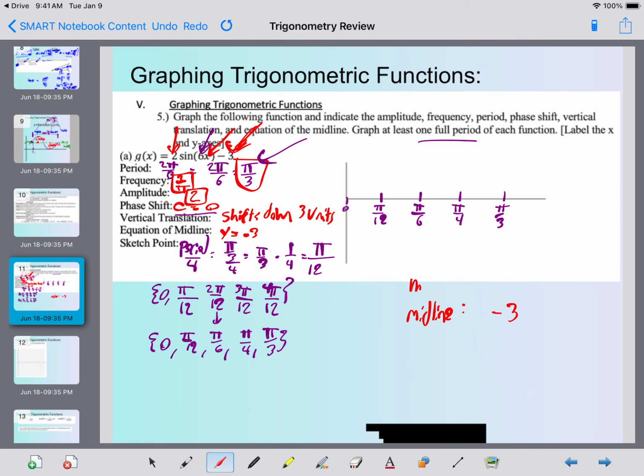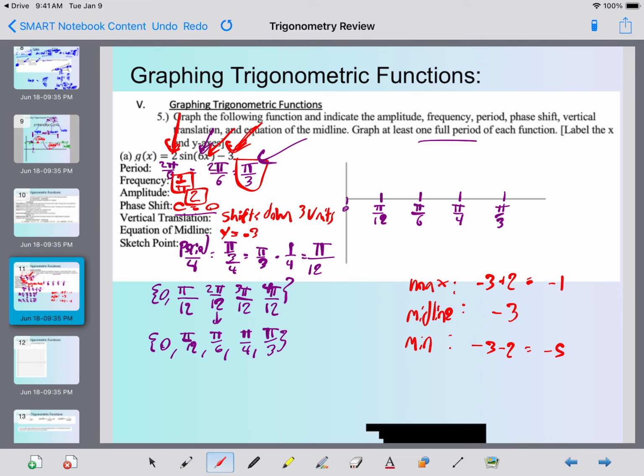What about the maximum and the minimum? Doesn't the amplitude give you how much higher it goes and how much lower it goes? So -3 plus 2. -3 minus 2. So now we have the maximum and the minimum points. So we have the perfect points where they're going to land. And we have the max, the midline, and the minimum.